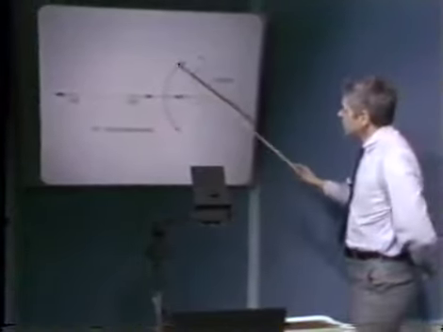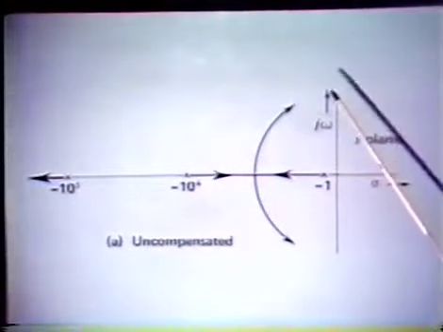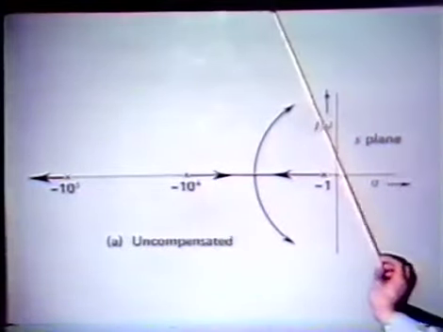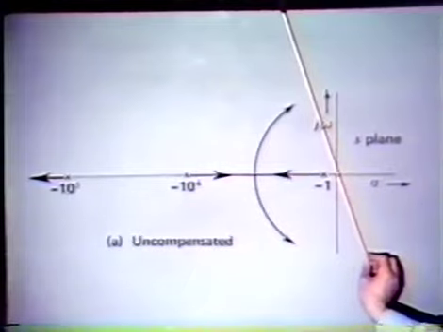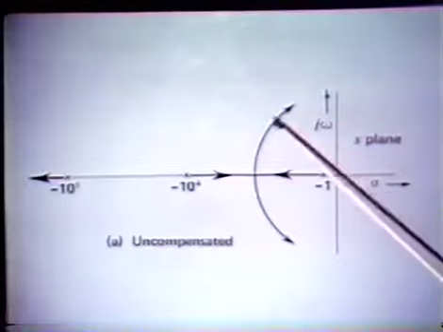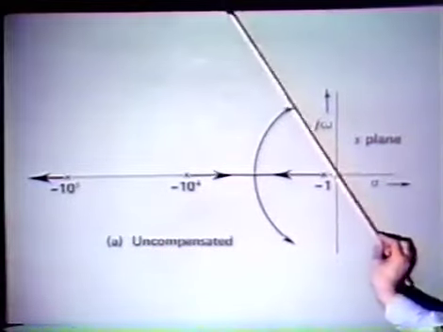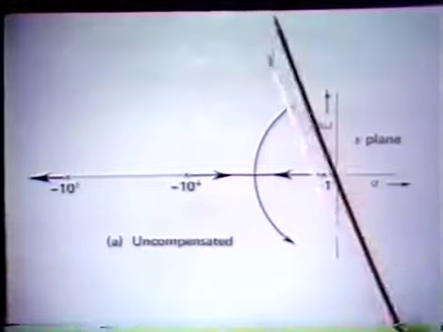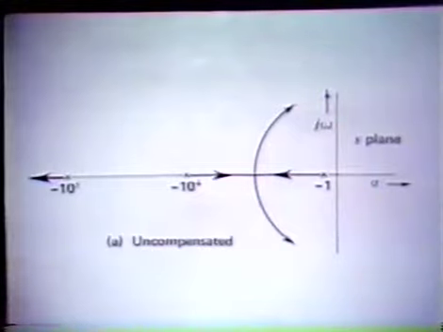Here's the uncompensated system, and for our particular numbers, we'd be out here somewhere. We had very low damping ratio, a considerable amount of overshoot. So for the particular numbers we used uncompensated, as I say, we'd have sort of this situation for the dominant pole pair.